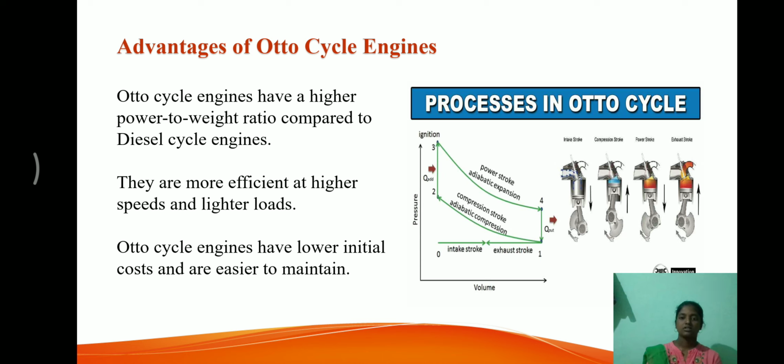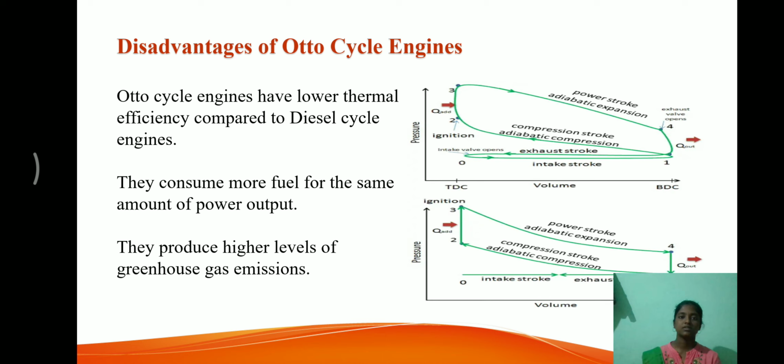Processes in Otto cycle: power stroke, adiabatic expansion, compression stroke, adiabatic compression, intake stroke, exhaust stroke. There are many strokes like this, and here's the graph and the diagram for this.